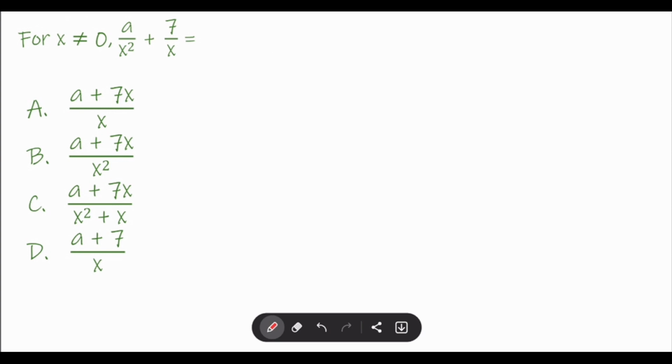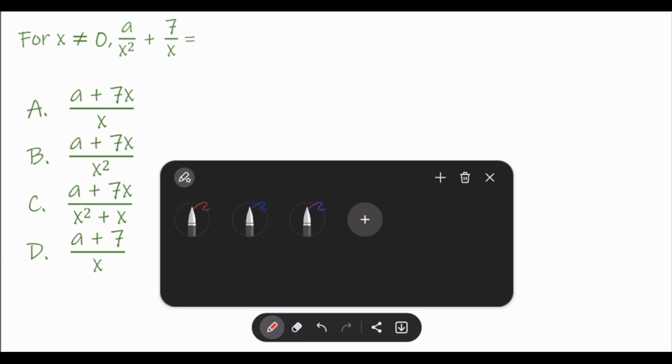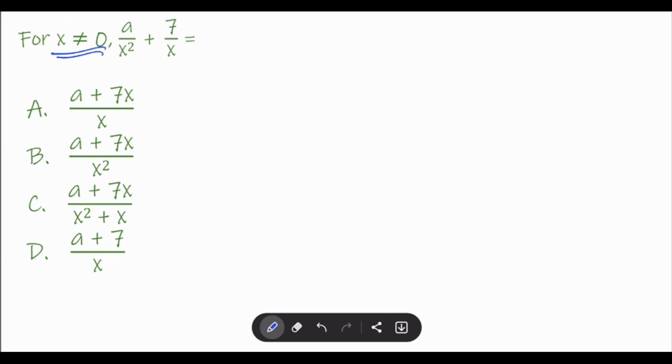All right, so let's analyze the problem first. Here it says that for x is not equal to 0. So what is the importance of this? It's just stating that this x squared and the x cannot be 0, of course, because they are in the denominator, and it will be undefined if the x is 0. So it's just making sure that this expression is not undefined.